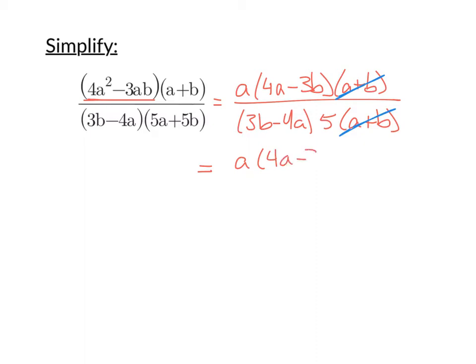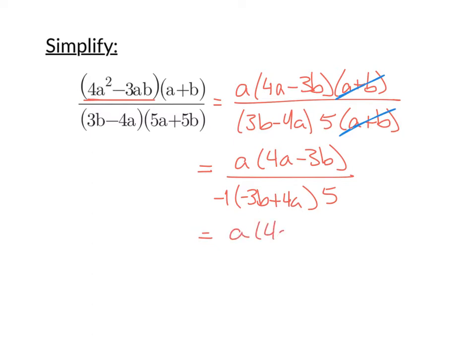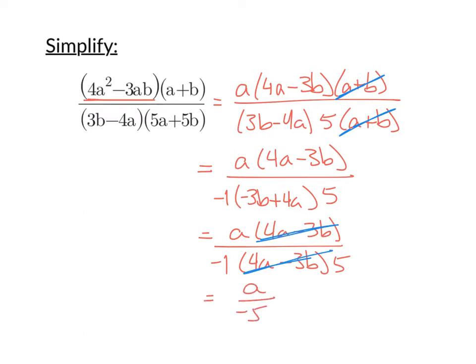I'm going to leave this numerator the same, and I'll still have the 5 here. But what we can do with the 3b minus 4a is to factor out a negative 1. When I do that, 3b divided by negative 1 is negative 3b, and minus 4a divided by negative 1 is plus 4a, which means that one little factor that's down there, after we factor out a negative 1, is really 4a minus 3b. Then we can get our common factors to cancel, and this whole thing simplifies down to a over negative 5.